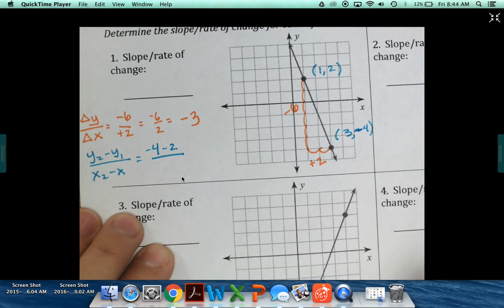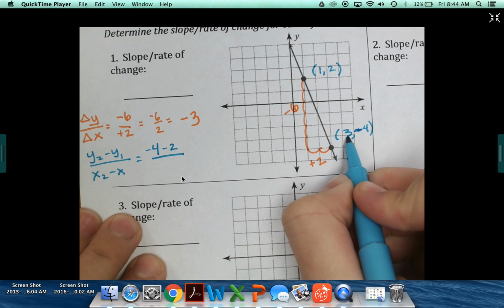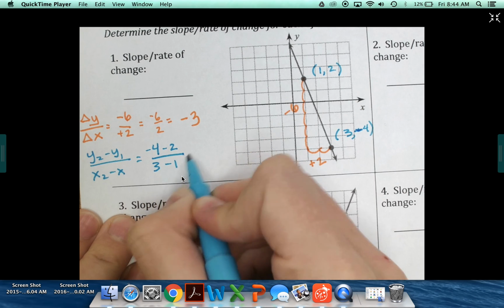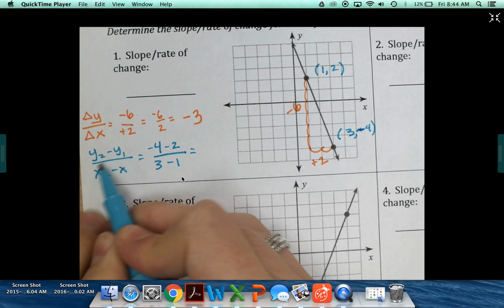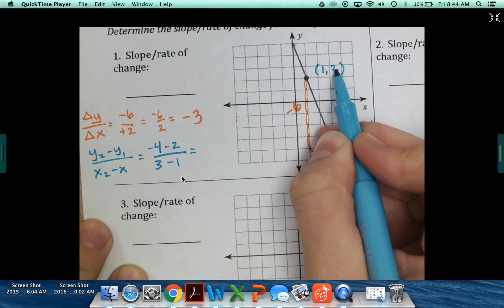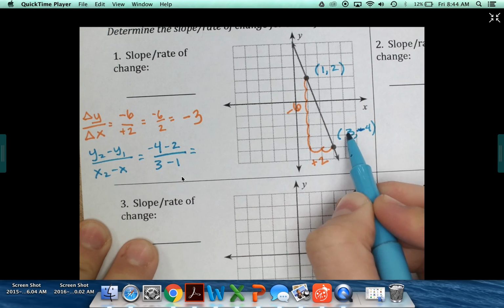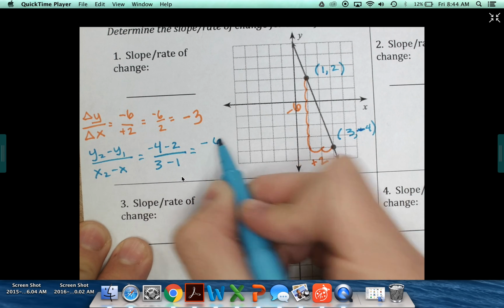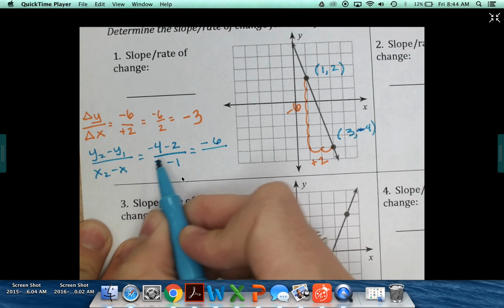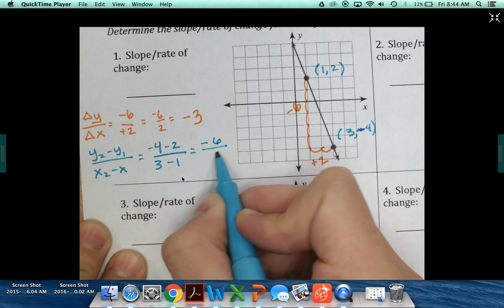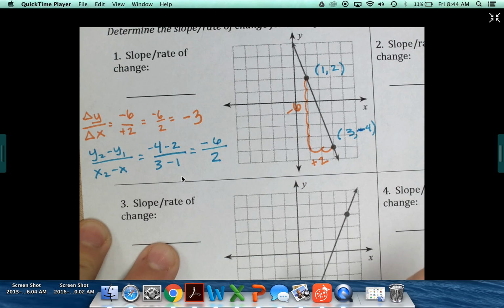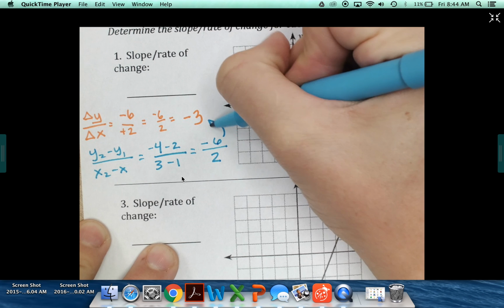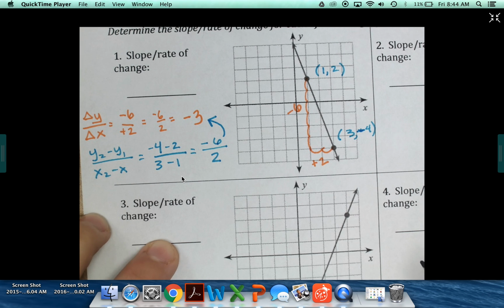I could put that over changing my x's. So 3 minus 1. Okay, so all I did was take the difference in my y values, negative 4 and 2, change in my x values, 3 and 1. Negative 4 minus 2 is negative 6. 3 minus 1 is 2. Negative 6 over 2, same thing, gives me negative 3.